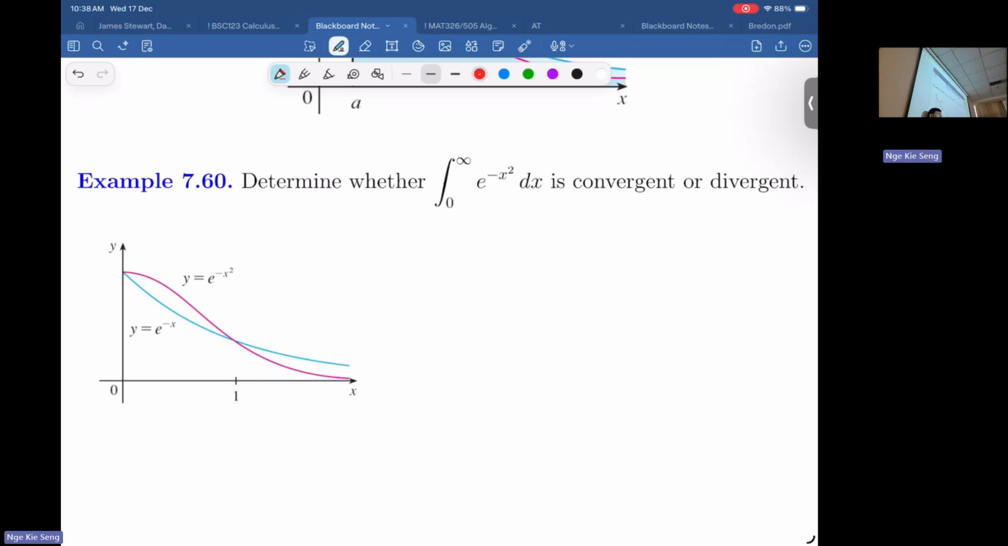Meaning what? If we can show that the integral of the blue curve from 1 to infinity converges, then e to the minus x squared will also converge for the integral from 1 to infinity. Does it make sense? I claim that this is already enough to show that this integral converges. Why? Because we can split this integral into two parts: one is 0 to 1, one is 1 to infinity. If we show that 1 to infinity converges, the integral between 0 and 1 must converge as well, because this is just a finite part. You can compute the integral. Does it make sense?